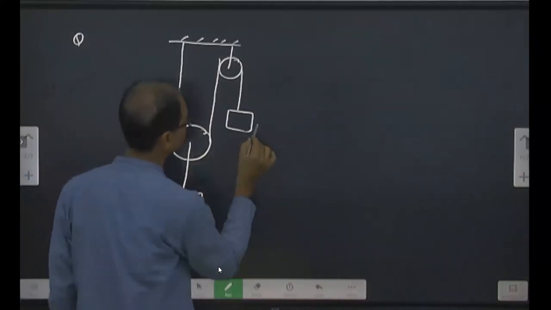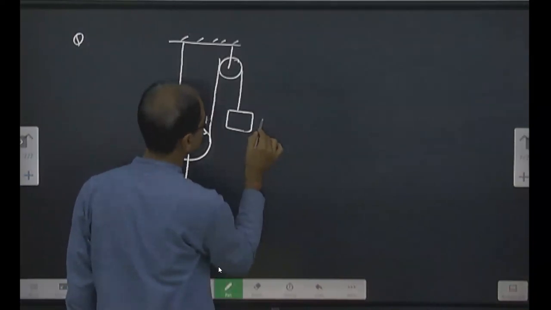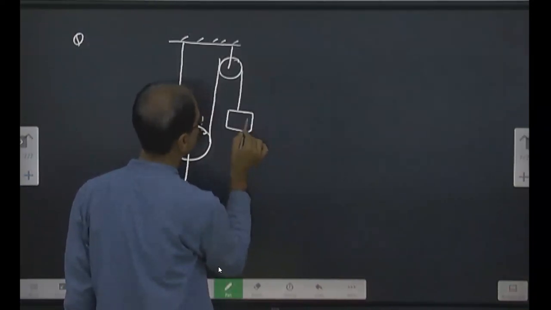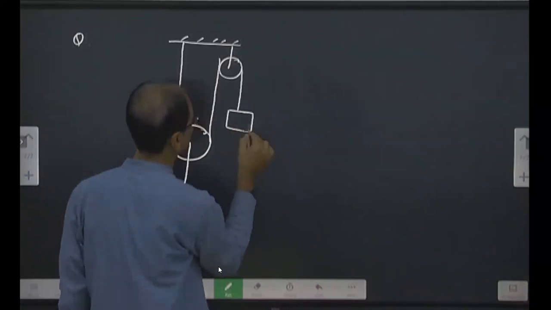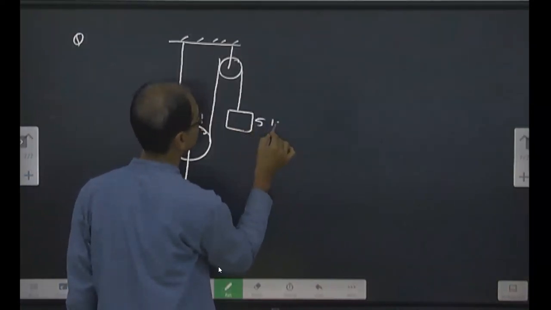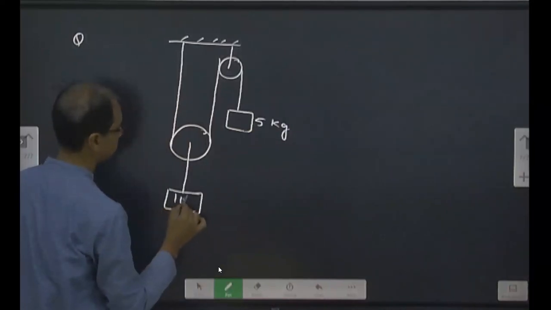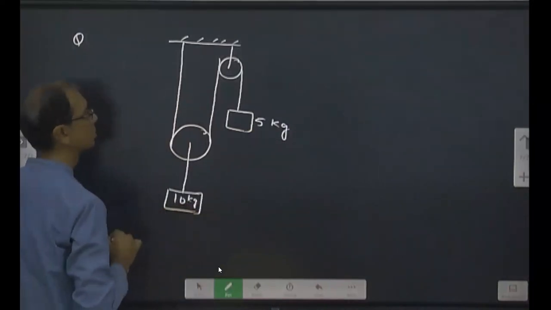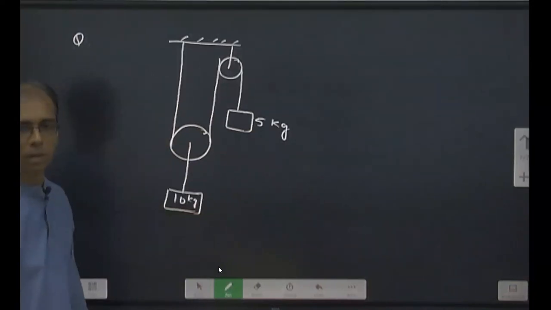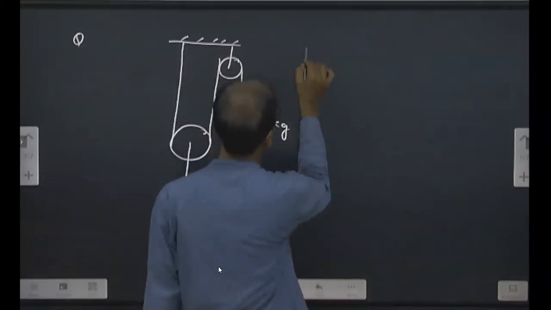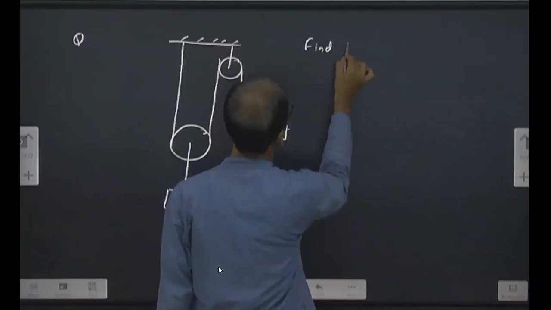All right. This one you take as what? 5 kg. And this one 10 kg. Okay, find tension and acceleration. Now this is question for you.